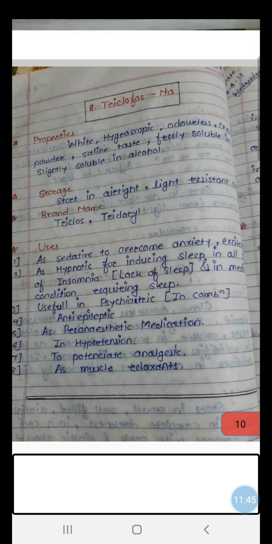Though the area of action may vary, the predominant or principal action may be different, but it will have other actions like general anesthetic, like anticonvulsant. So this will be applicable to all the chapters which will be falling under CNS depressants. So uses: first use is as a sedative to overcome anxiety or excitement or exaggeration, or you can say to calm an individual or to quieten an individual. So as a sedative to overcome these conditions.